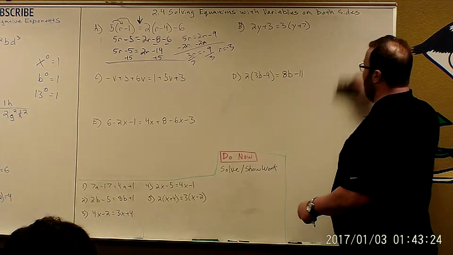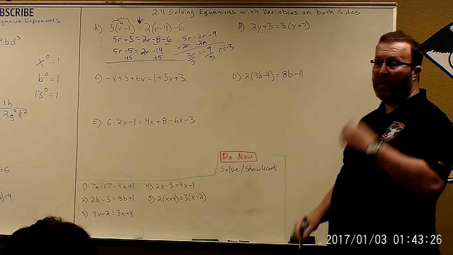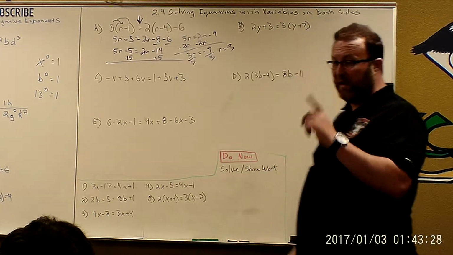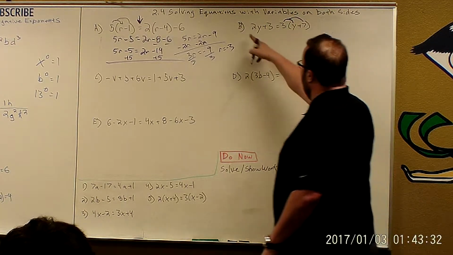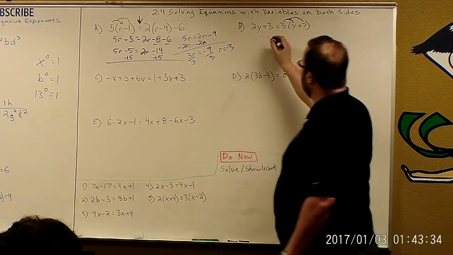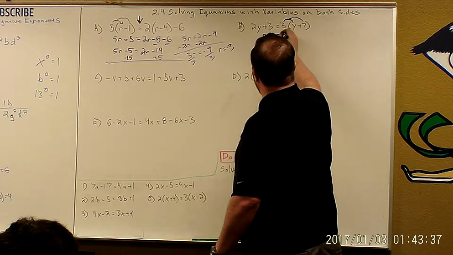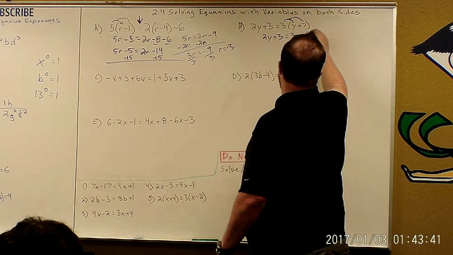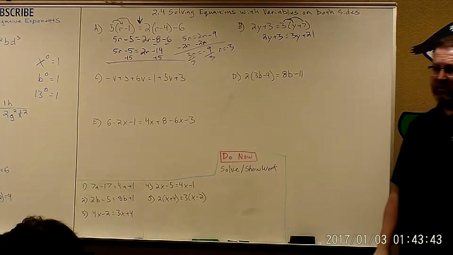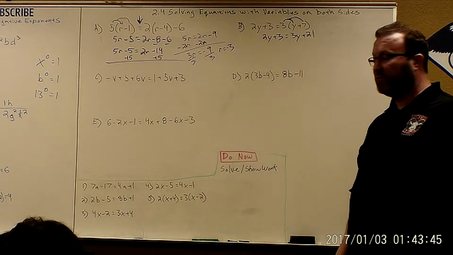I need to simplify this one, right? So that means I got to pull it out of parentheses. So we're going to do the same exact thing. We're going to take 3 times y and 3 times 7. Nothing to simplify on here, so I'm just going to rewrite this. 2y plus 3, and then equals 3y plus 21. Right? Because 7 times 3 is 21.